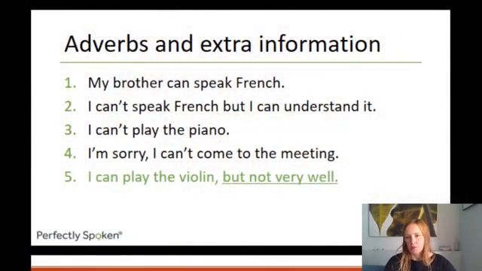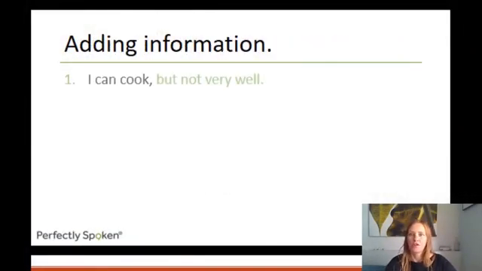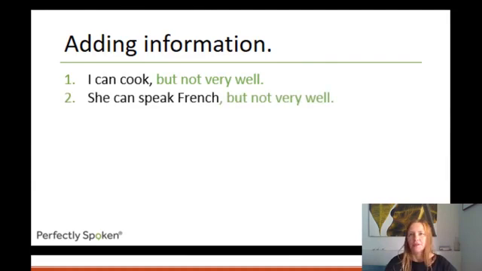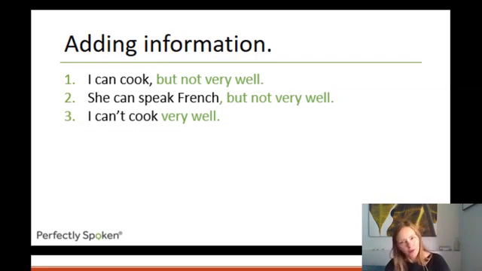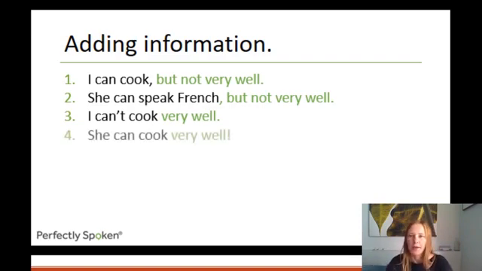Okay, so now we're going to look at some examples of how you can give this extra information. Okay, so adding information. For example, I can cook, but not very well. She can speak French, but not very well. And here's an example of using can't. I can't cook very well. So number 1 and number 3 is similar. Yeah, they're similar. So you've got I can cook but not very well, or I can't cook very well.